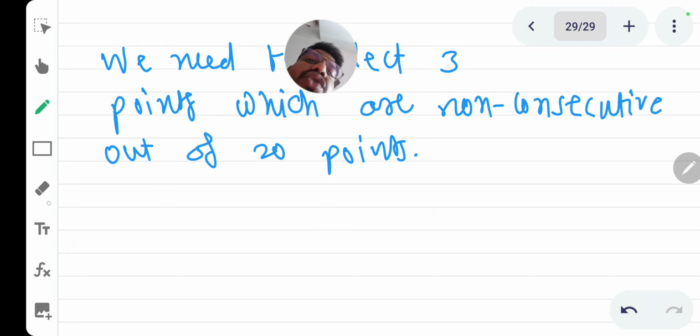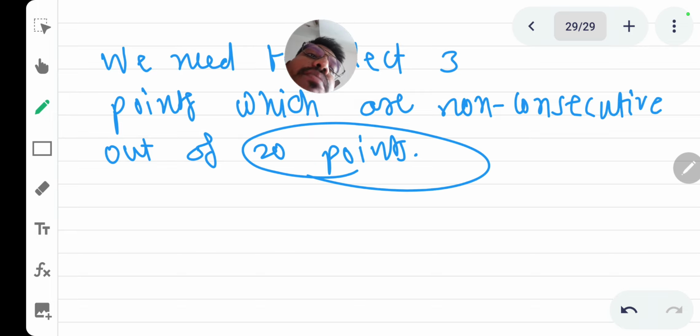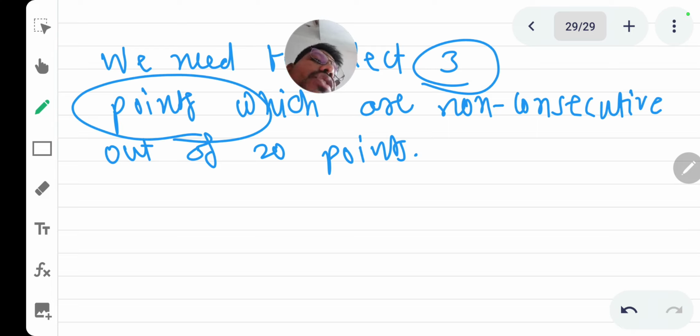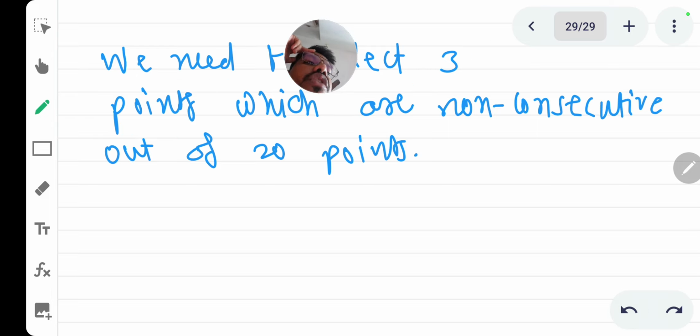Right? Now you know the trick for this. What do you do in such questions? We use a reverse technique from the linear selection. How? You have 20 points, out of which you have to select 3 non-consecutive points, right? So what we'll do, we will consider 3 points to be out from this 20 points.